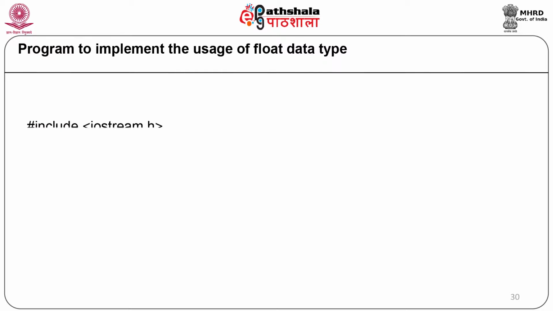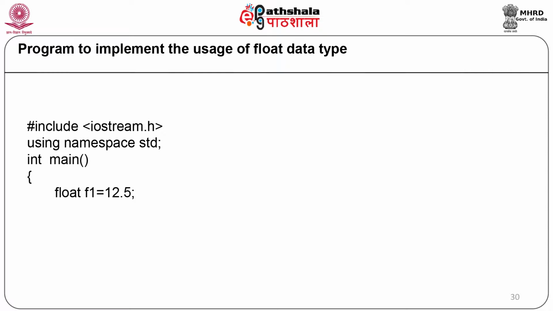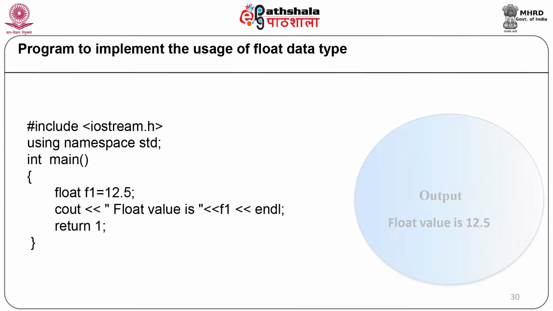It will start with #include <iostream>. Using namespace std, we will start with the main function. We will declare the variable as float f1 equal to the value 12.5. We will display this value on the screen as cout, "value of f1 is", the value of f1 variable, endl, return 1, and the main program ends. When the above code is compiled and executed, it produces the result as value of f1 is 12.5.